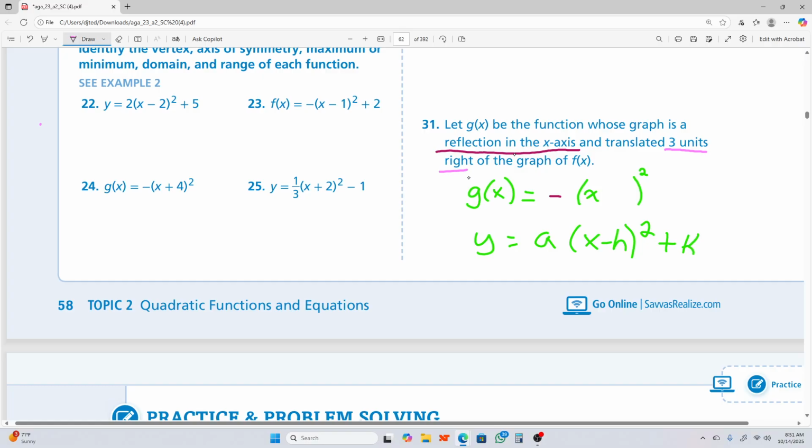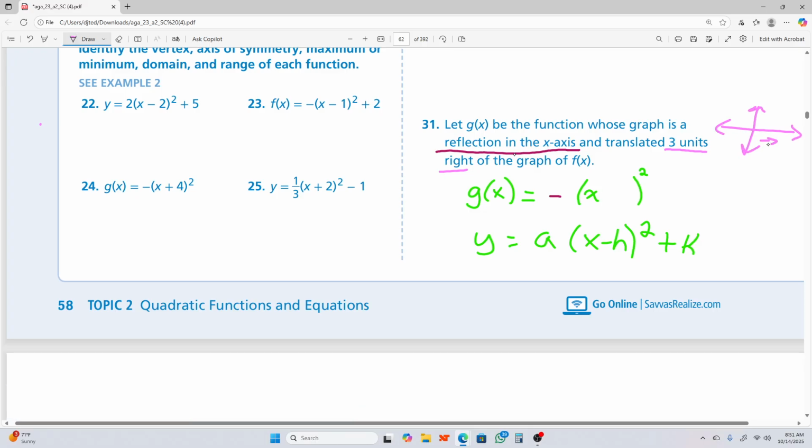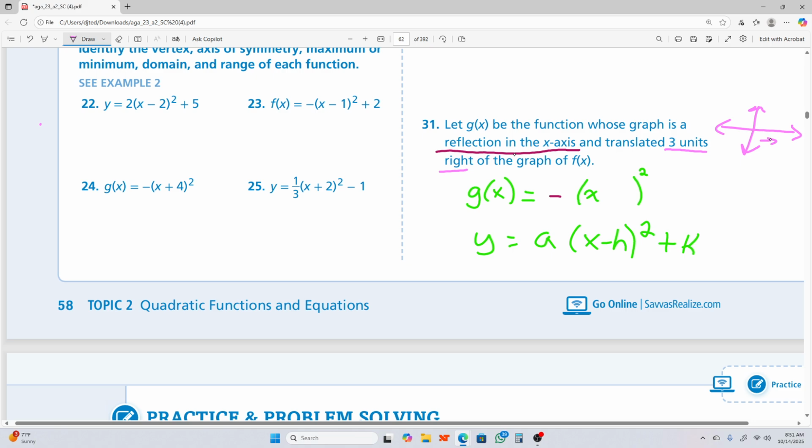So movement to the left and right goes inside of parentheses. And if we look on our axis, moving it to the right means we're moving in the positive direction of the x's, but we notice the pattern that when it's inside of parentheses, we do the opposite. So it's going to be -3 or +3 here if we're moving right 3.